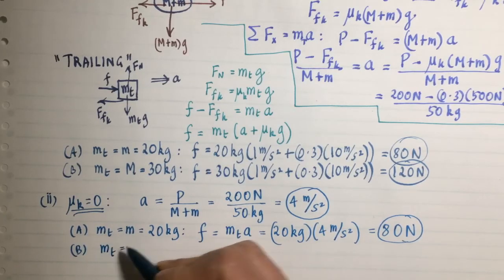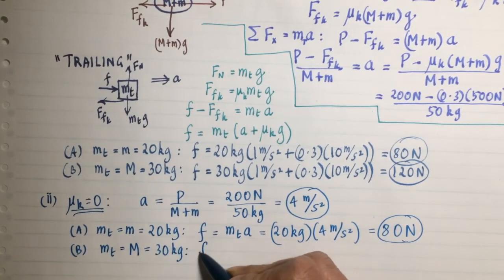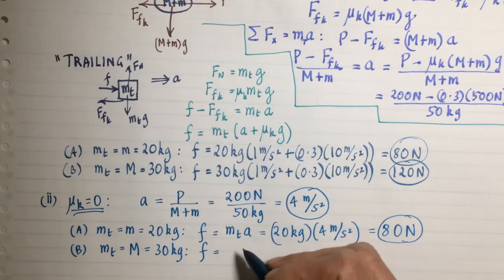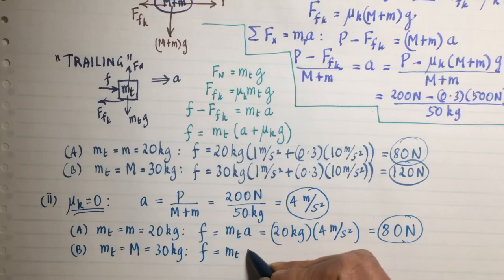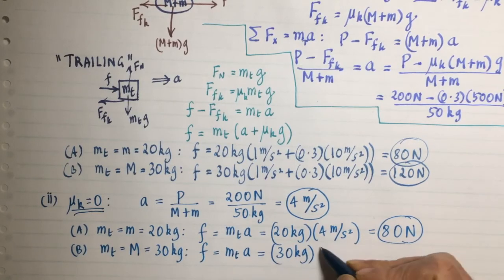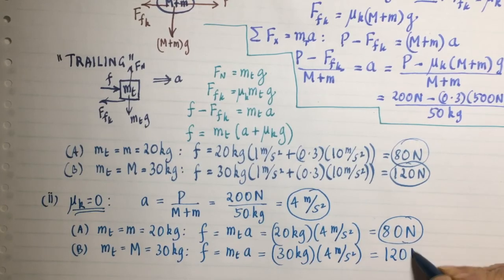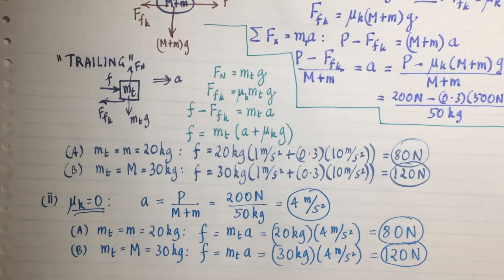M sub t is equal to capital M equals 30 kg. Now, if the last one was counterintuitive, the next one is also going to be counterintuitive, and you'll find that it doesn't change. Mass trailing times the acceleration. The trailing mass is now 30 kg, but the acceleration has also become bigger. So that's going to be 120 newtons. It doesn't change there either. So what causes this weird phenomenon that regardless of whether the floor is smooth or rough, the force between the two objects is the same?